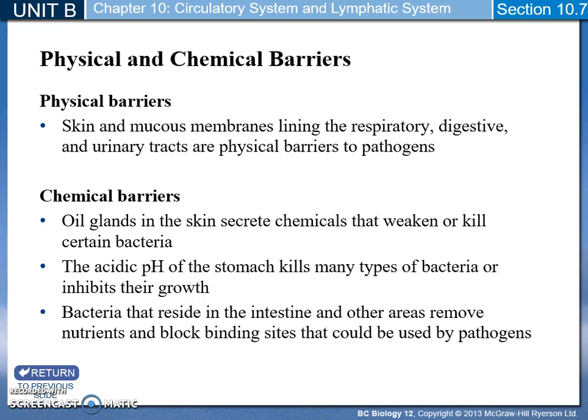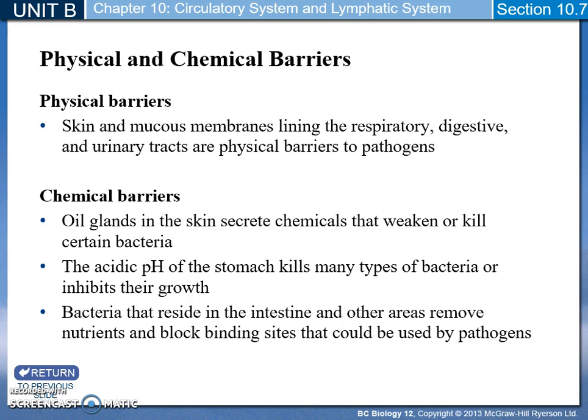First, we have our physical barriers, where skin and mucous membranes lining the respiratory, digestive, and urinary tracts are physical barriers to pathogens, so they prevent pathogens from entering the body. Then we have chemical barriers, for example, oil glands on the skin. They secrete chemicals that weaken or kill certain bacteria. Also, the acidic pH of the stomach kills many types of bacteria or inhibits their growth.